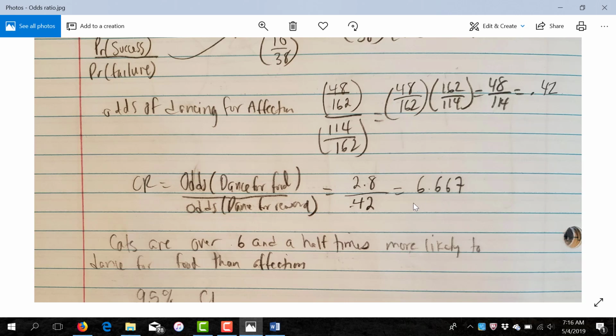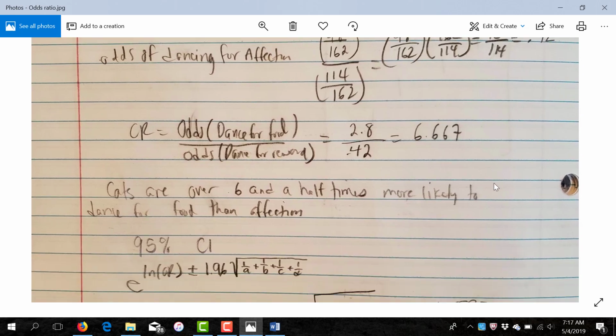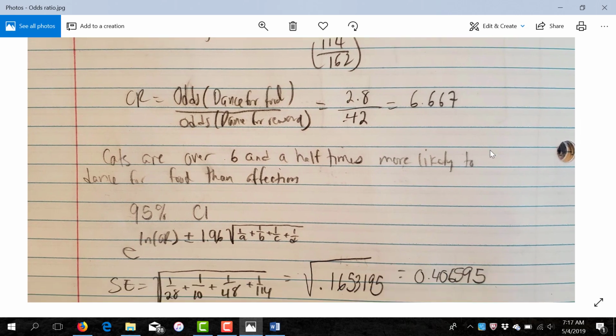It's really, really important to know how to interpret this. Cats are 6.667 times more likely to dance for food than to dance for affection. Or you could say it in something a little bit more simple. You always have to provide the actual values, but you can say something like cats are over 6.5 times, or 6.5-fold, more likely to dance for food than to dance for affection. Okay, so now we have to calculate the confidence interval.